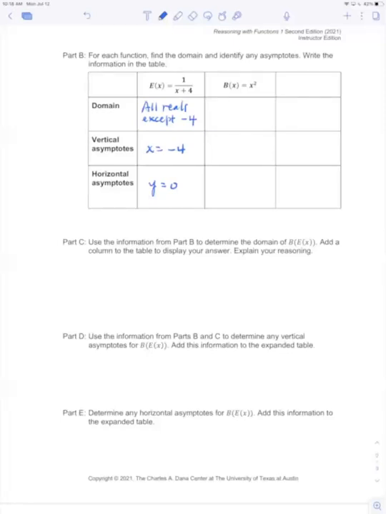b of x equals x squared. There's no restrictions on that. We can square any number we want. So we're just going to put all reals and leave it at that. Vertical asymptotes, there are none. So we'll put none. And same for horizontal asymptotes. Let's put none.